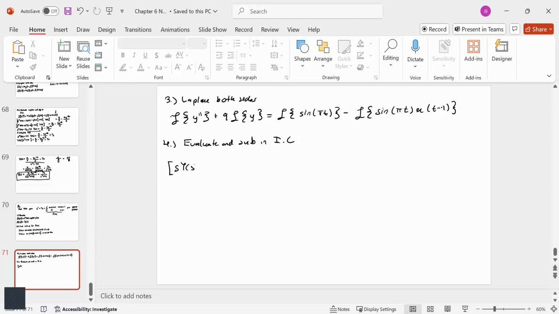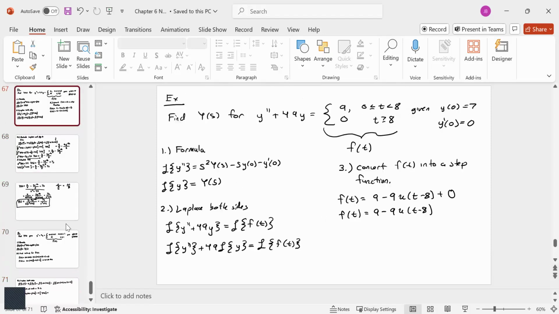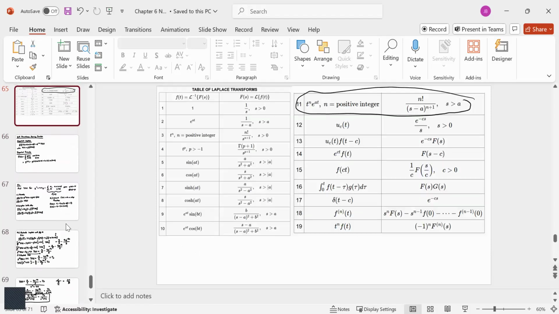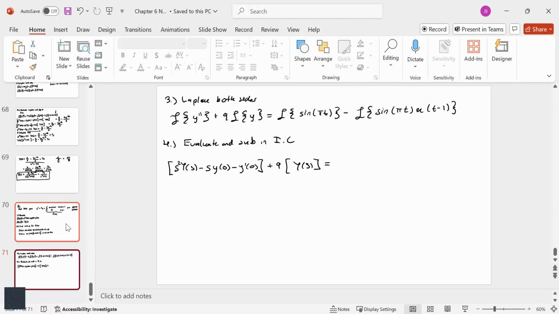It's going to be our s squared y of s minus s y of 0 minus y prime of 0 plus 9, and this is y of s this time. We'll not make that mistake. And then the Laplace transformation of sine of pi t. Even doing this all the time, I still don't memorize most of these formulas. So sine of pi t is a over s squared plus a squared. Even as I said that, I already forgot what it is, but that's okay.